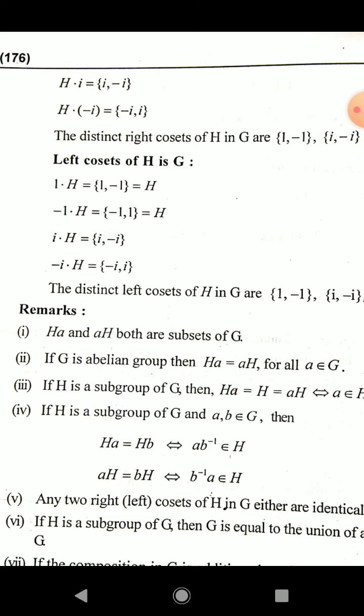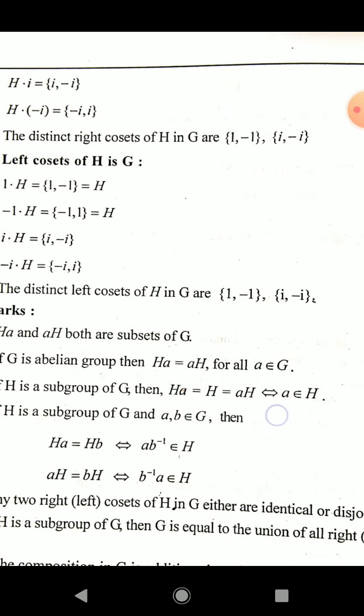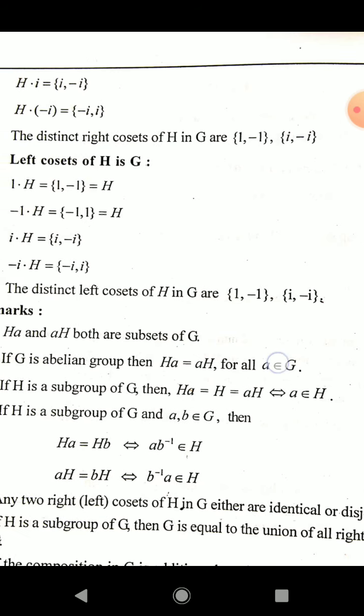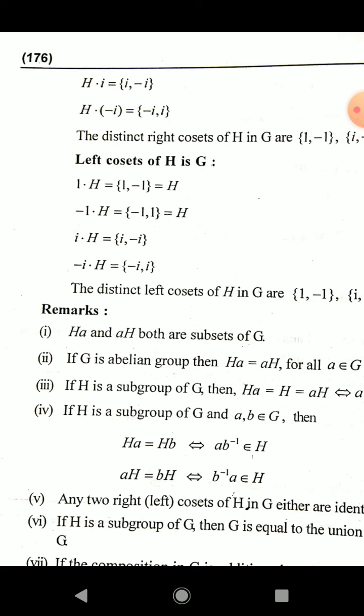Third, if H is a subgroup of G and A belongs to H, then the left coset is equal to the right coset, which is equal to H. Or conversely, if HA is equal to H is equal to AH, then A must belong to H. Already we have seen in this example, the right coset and left coset generated by 1 and minus 1, these are the elements of H. This is equal to H.